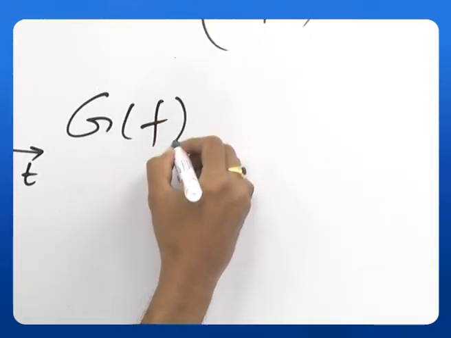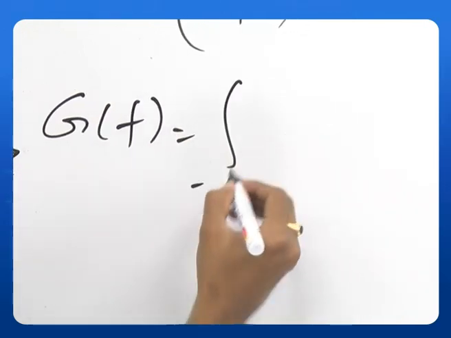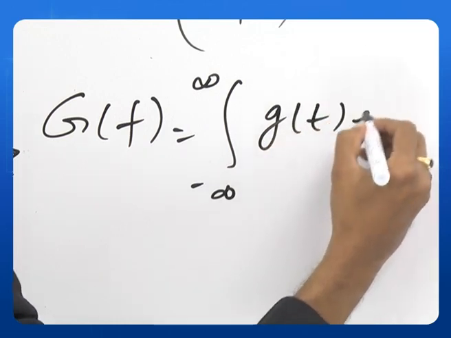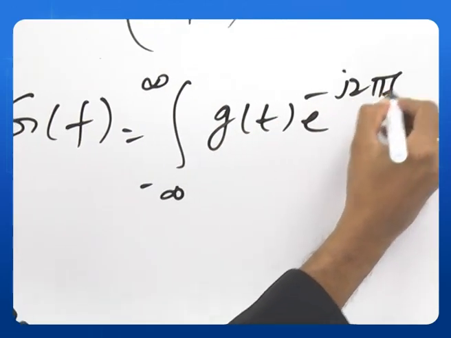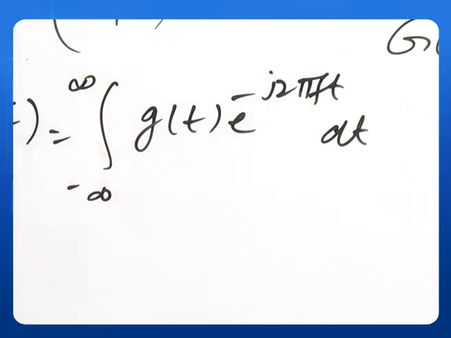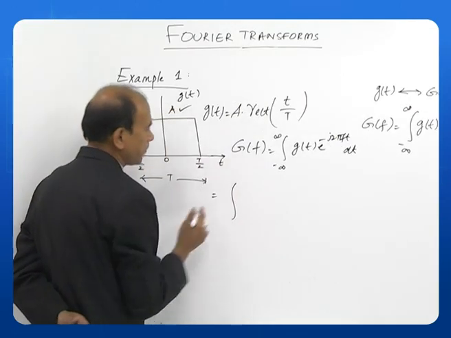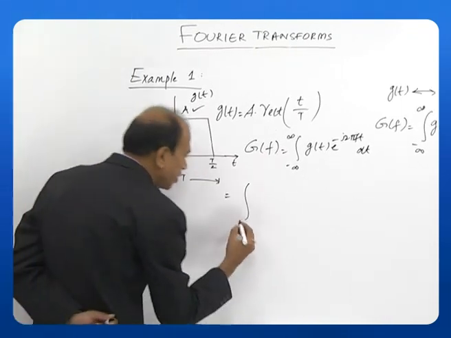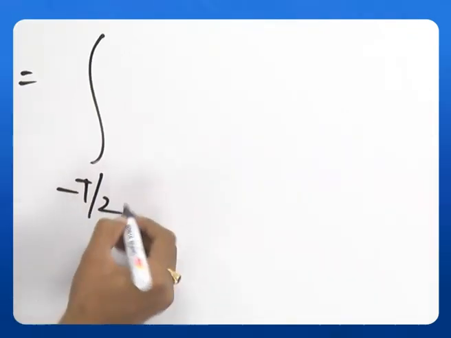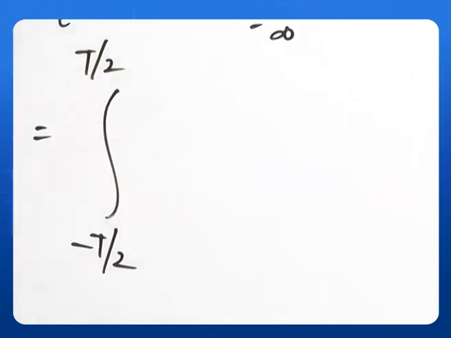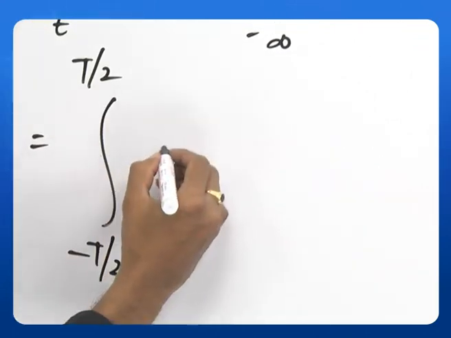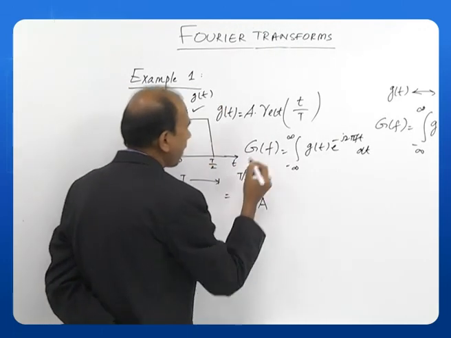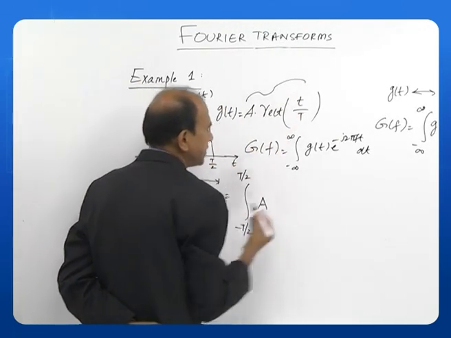Now, let us solve this problem by writing down what is G of f. Let us write the formula again. This will enable us to remember this permanently: integral from minus infinity to plus infinity of g of t e to the power of minus j 2 pi f t dt. What are the limits for us now? Our function exists from minus T by 2 to plus T by 2. So, this will be minus T by 2 and this will be plus T by 2. What is the function here? A. It is existing, isn't it?